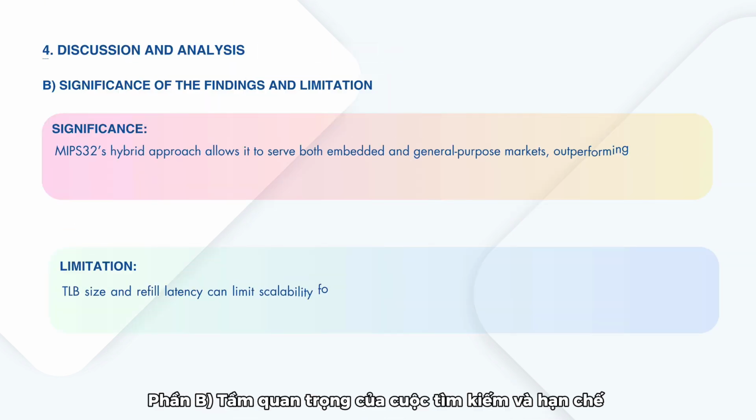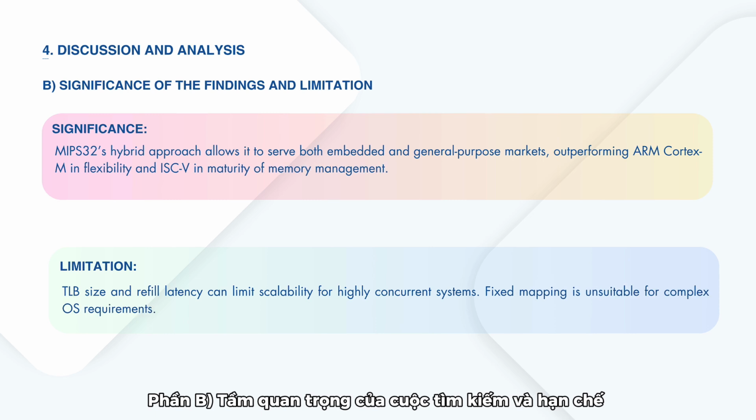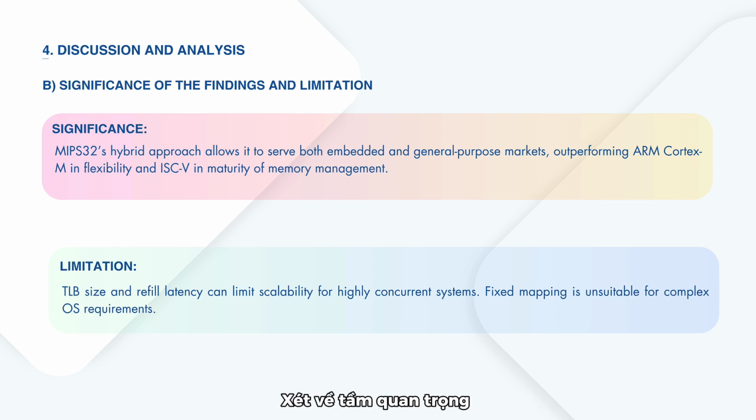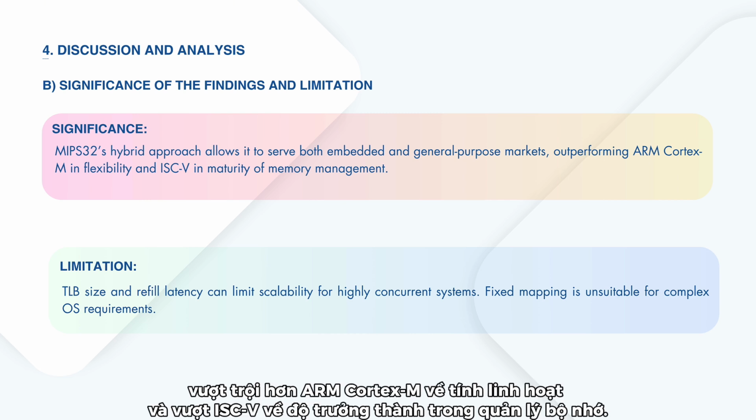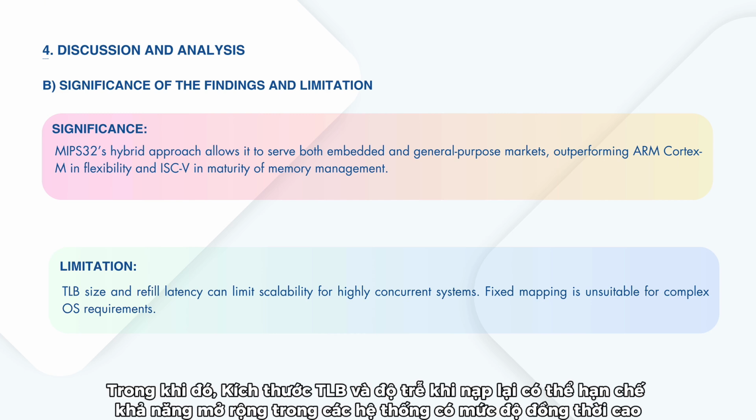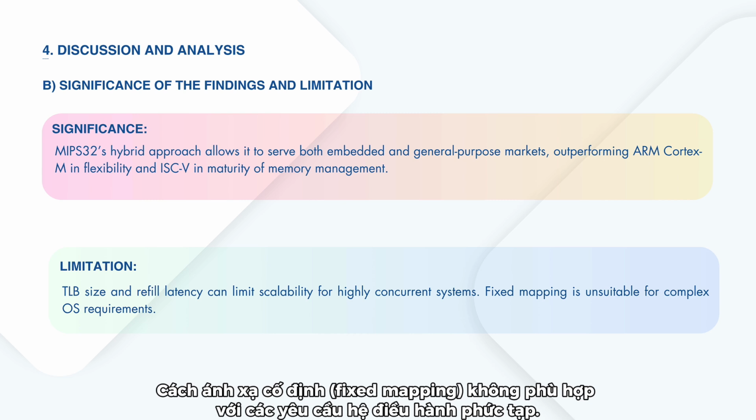In part B, we study the significance of the findings and limitations. According to significance, MIPS32's hybrid approach allows it to serve both embedded and general purpose markets, outperforming ARM Cortex-M in flexibility and RISC-V in maturity of memory management. Meanwhile, according to the limitations, TLB size and refill latencies can limit scalability for highly concurrent systems. Fixed mapping is unsuitable for complex OS requirements.